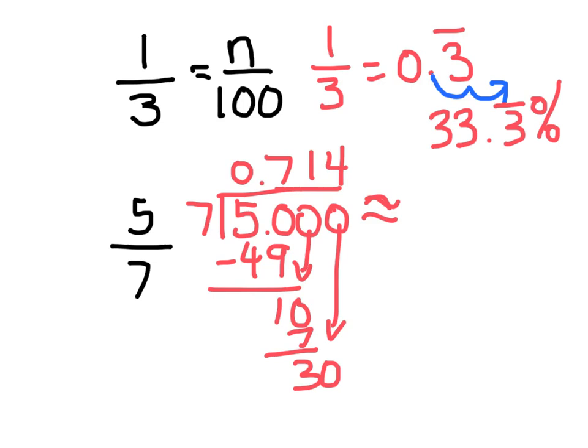If I multiply by 100, move that decimal over 2 places, I'm going to get 71.4%. And again, the little squiggly equal sign means that it's an approximation. I rounded my answer off. It's not exactly 71.4%, but it's pretty close.